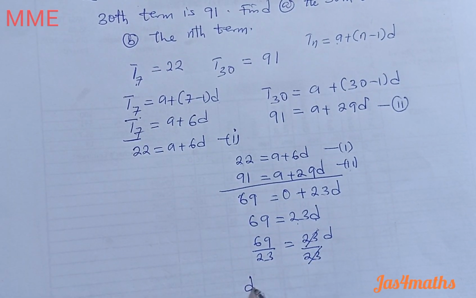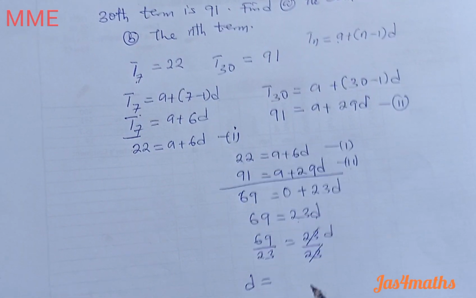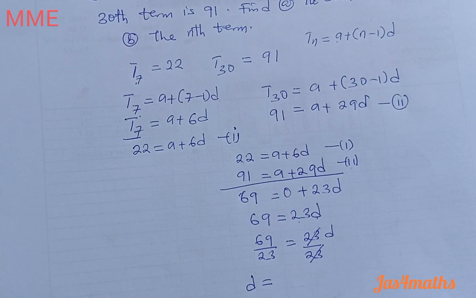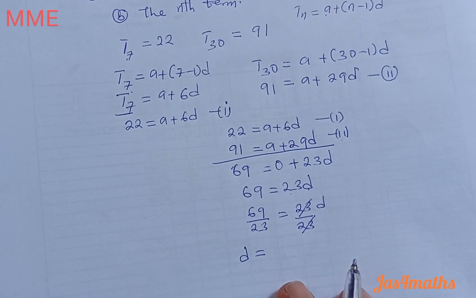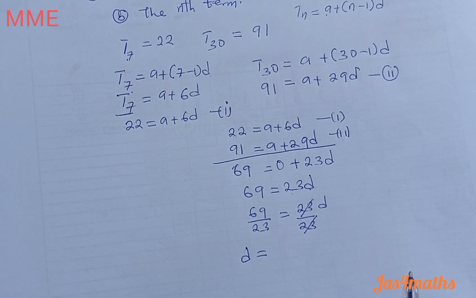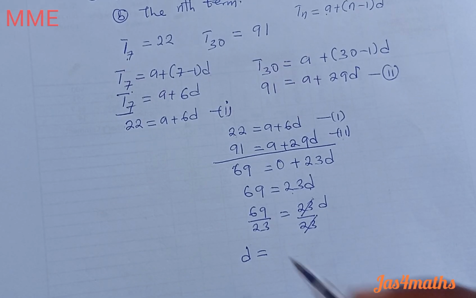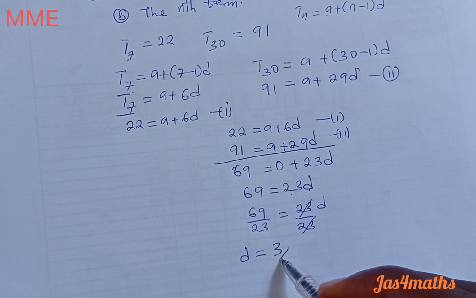So your D gives you what? What will your D be? Before I put it down, if you know the answer, put it in the comment section. So what is my D? My D is going to be 3.